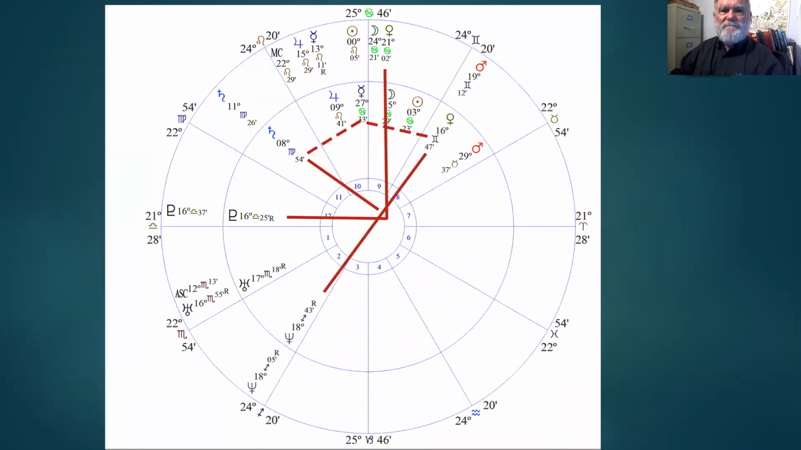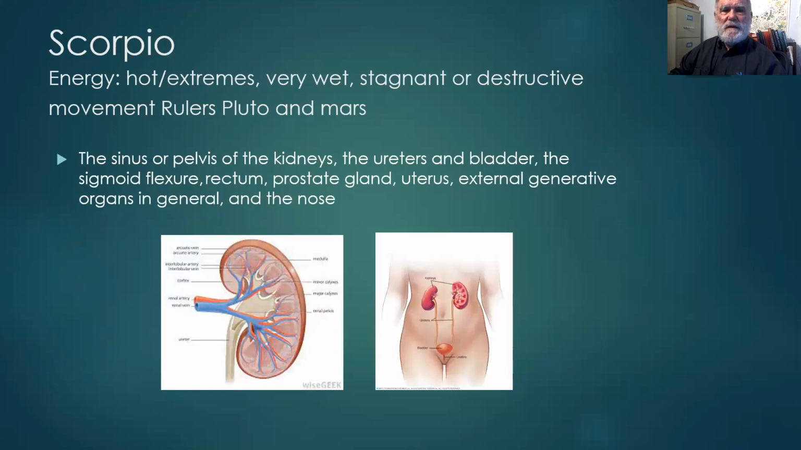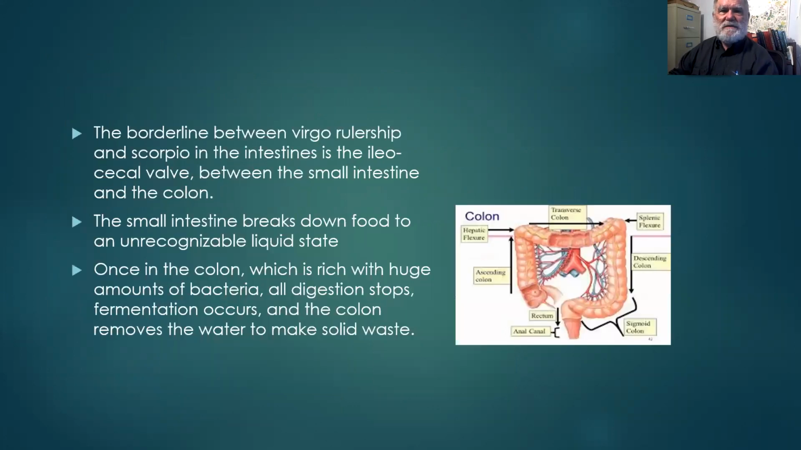Okay, that's Libra. We come to Scorpio. This is called the sinus or pelvis of the kidneys. The ureter is the tube down to the bladder. The bladder itself, the sigmoid flexure of the colon, which I'm going to show in a section. The rectum, the prostate gland, uterus, external generative organs in general, and the nose. Go figure, right? But it does seem to be involved. I don't have any cases of the nose in Scorpio, but we do see that as an influence.